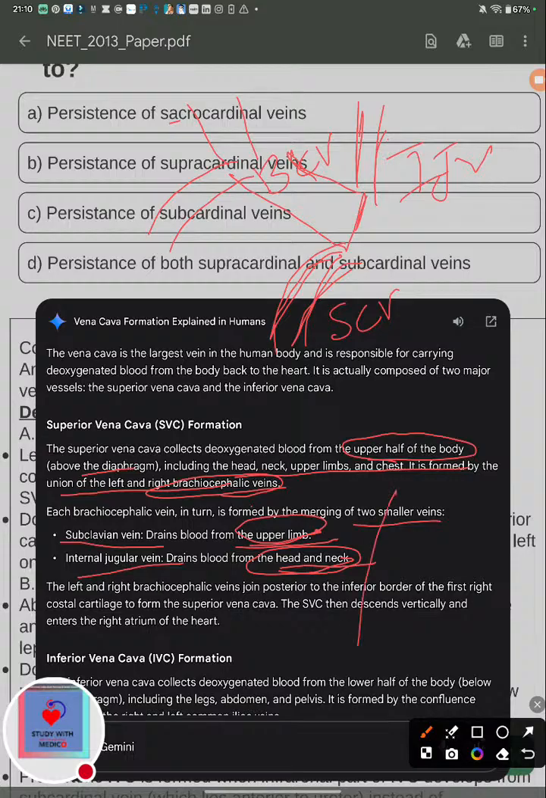The left and right brachiocephalic veins join posterior to the inferior border of the first right costal cartilage. So the first right costal cartilage forms the superior vena cava. As we see, it then descends vertically and enters the right atrium of the heart.